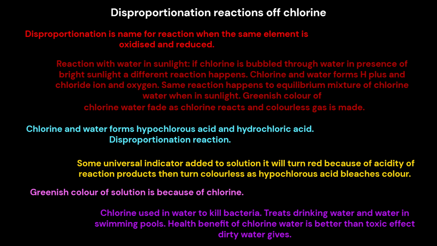Chlorine and water form hypochlorous acid and hydrochloric acid. This is a disproportionation reaction. If some universal indicator is added to the solution, it will turn red because of the acidity of the reaction products, then turn colorless as hypochlorous acid bleaches the color. The greenish color of the solution is because of chlorine.